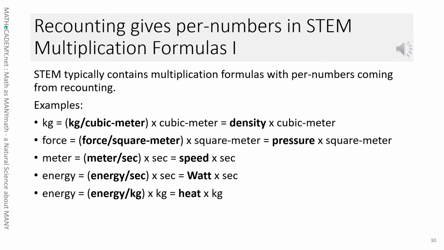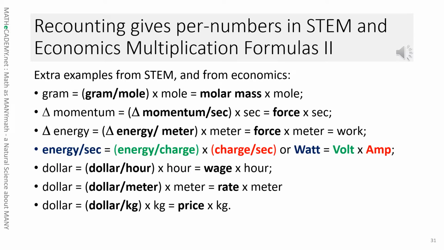Recounting gives pair numbers in STEM multiplication formulas. STEM typically contains multiplication formulas, with pair numbers coming from recounting. Examples. Kilogram equals kilogram per cubic meter times cubic meter, equals density times cubic meter. Meter equals meter per second times second, equals speed times second. Energy equals energy per second times second, equals watt times second. Extra examples from STEM and from economics.